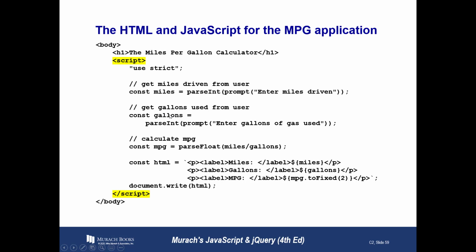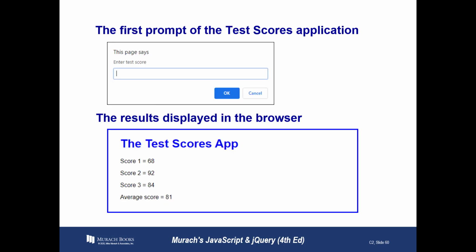We're not checking to make sure that it's positive. All right, so we could put in here -56 and 8, and it would say our miles per gallon was -7. We'll talk about how you do validation later on in here as we continue on. All right, here's another example.